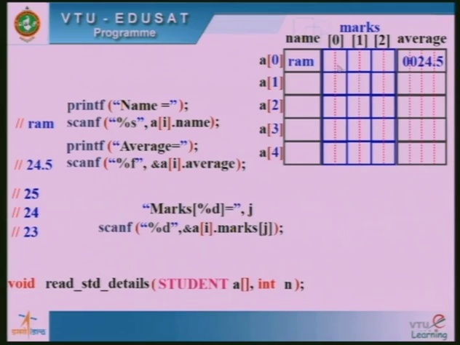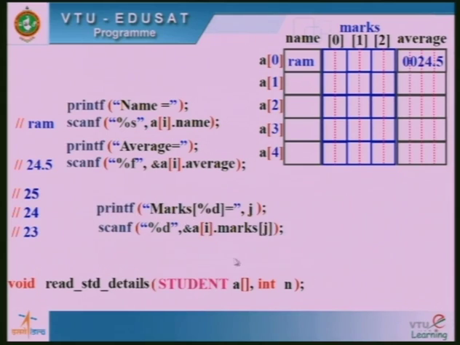What should be the initial value of j here? 0. If j equal to 0, what is the output we get? "Marks of 0 equal to." "Marks of 0 equal to," and here we enter. So this has to be displayed onto the screen, so for that I use a printf statement.